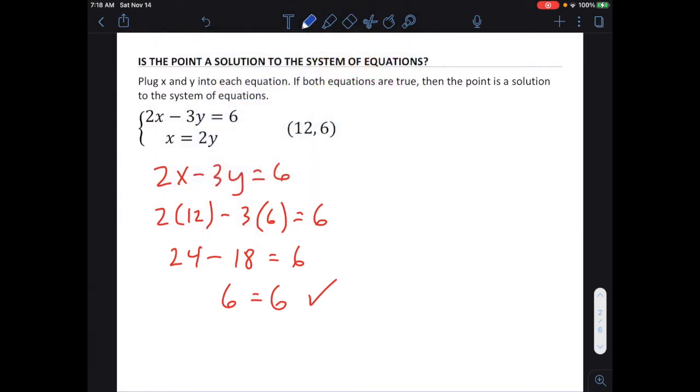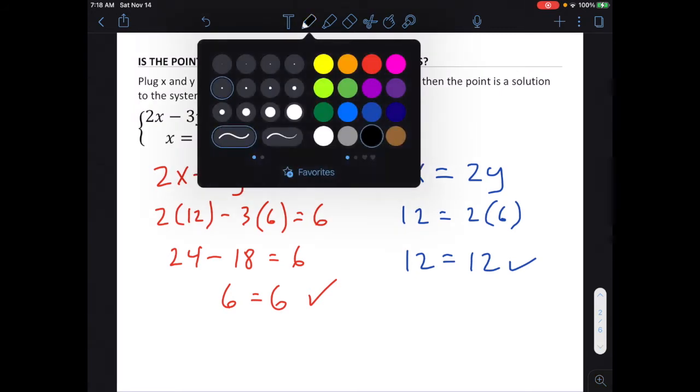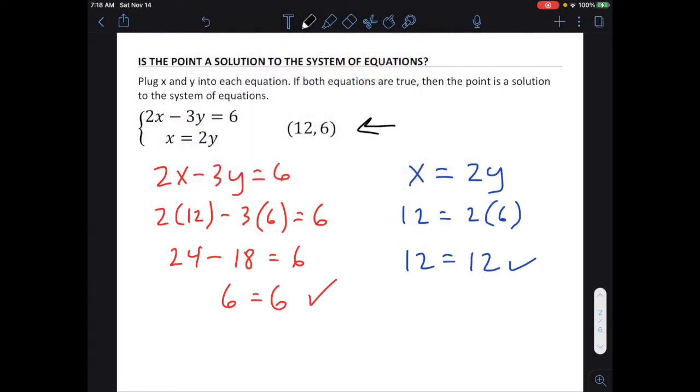The second one, we have x is equal to 2y. So I'm going to do the same thing. I'm going to plug in my x, plug in my y. So I have 12 is equal to 2 times 6. So 12 is equal to 12. And again, that one is true. And since both of them are true, I can come back up here and say, yes, this point is a solution to that system of equations.